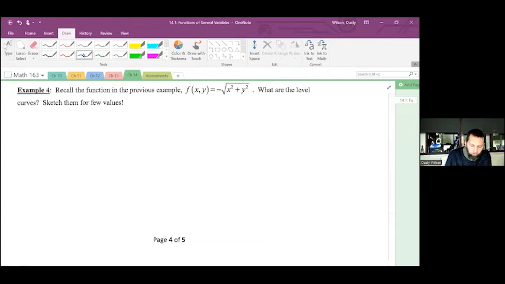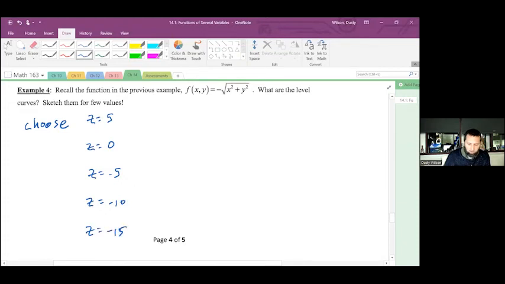And so we're going to choose some different values of z equals k. We get to choose. It's our choice. So maybe I'll choose z equals 5, z equals 0, z equals -5, z equals -10, z equals -15. And I chose the negatives because I knew from our previous work what was going to happen, at least roughly. So I wanted to set myself up for success. But I made sure to choose at least one positive so that you could see what happened there.